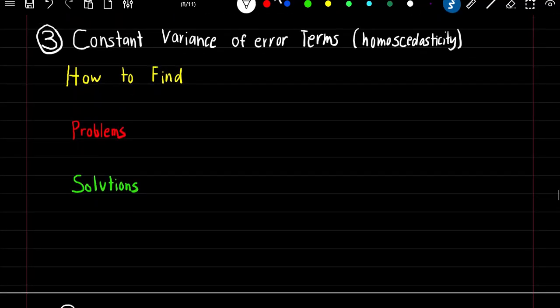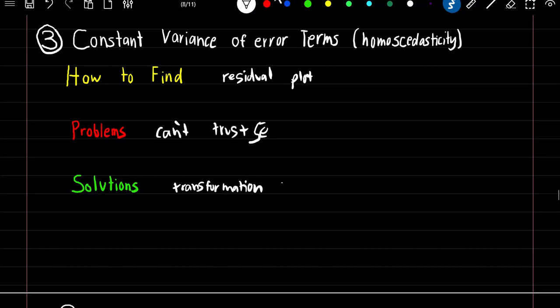The third assumption of linear regression is that you have constant variance of your error terms. This can be found in your residual plot. The problem is you can't trust your standard errors. Your solution is going to be to apply a transformation to your dependent variable, such as the log of y or the square root of y.